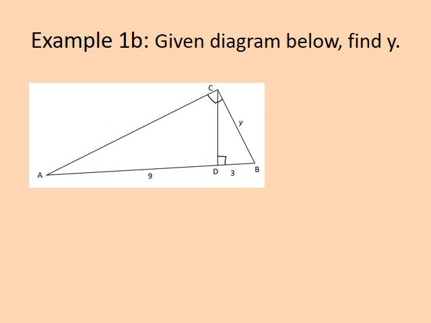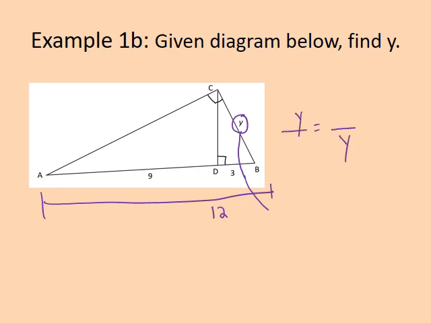In this example, which is the same picture as before, we're looking for a different length. We're looking for Y, which is one of the legs of the big right triangle. Now remember, Y is the geometric mean between its closest side, which is 3, and the entire hypotenuse, which in this case is 9 plus 3, which is 12. So since Y is our geometric mean, we're going to circle it, and we're going to put it twice in the proportion. So Y is in the numerator and Y is in the denominator. Now it's the geometric mean between 3, which is the closest side, and the entire hypotenuse, which is 12.